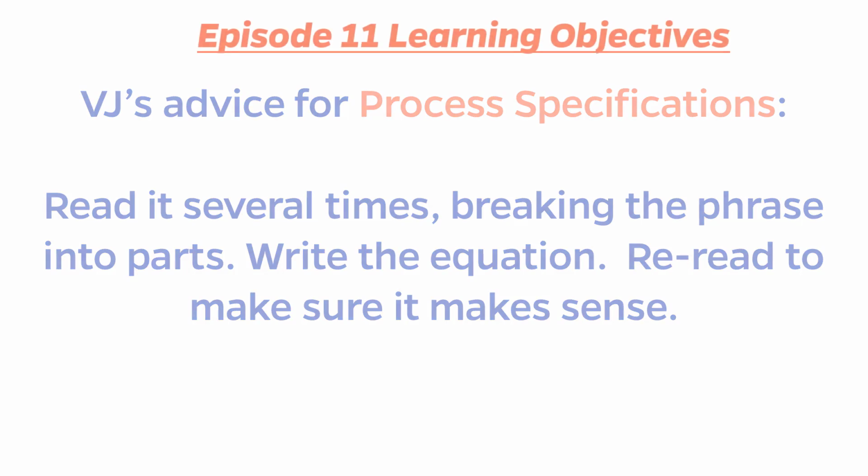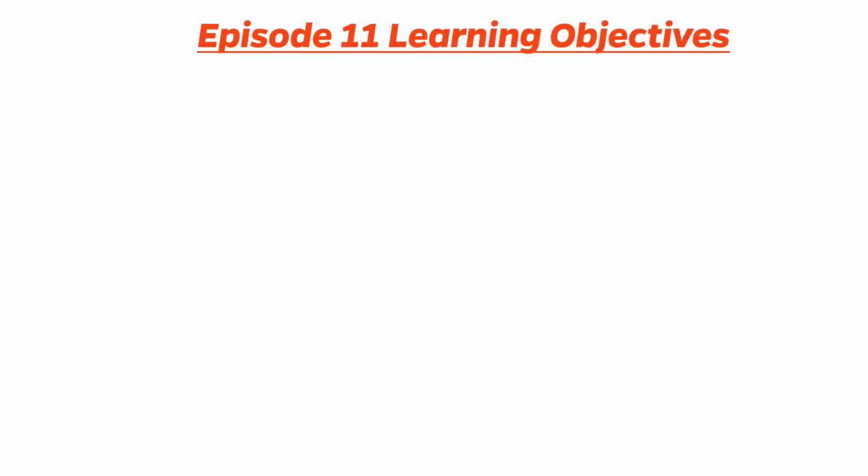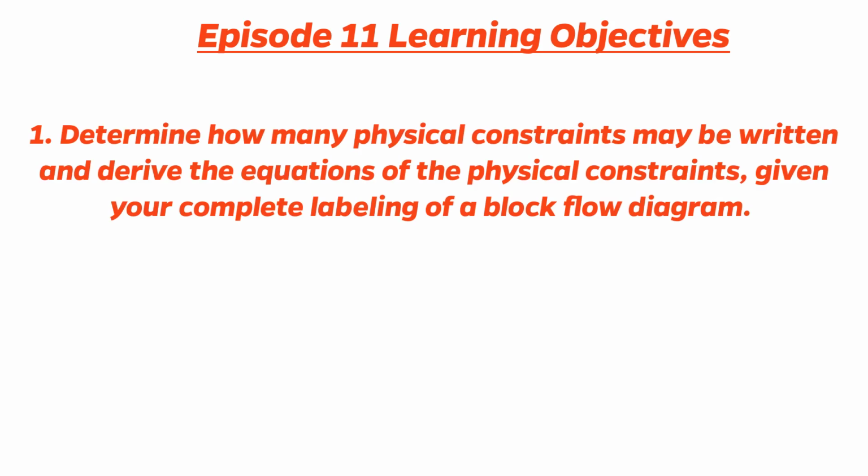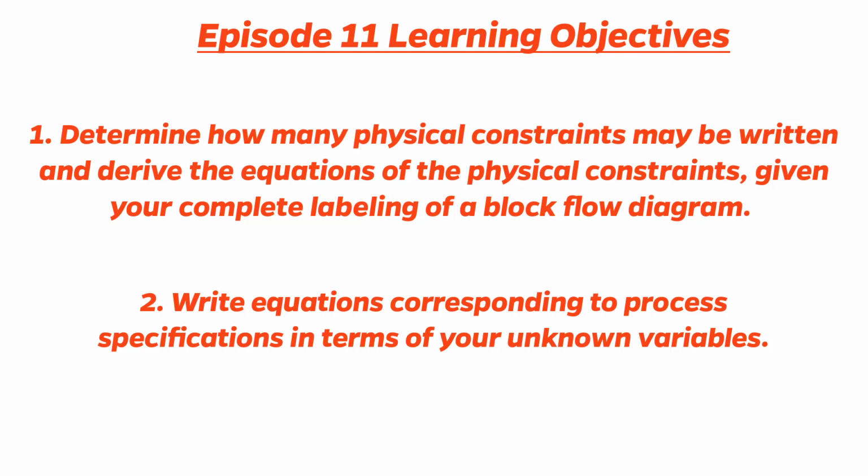Episode 11 Learning Objectives. Now that this episode is over, you should be able to 1. Determine how many physical constraints may be written and derive the equations of the physical constraints, given your complete labeling of a block flow diagram. 2. Write equations corresponding to process specifications in terms of your unknown variables.